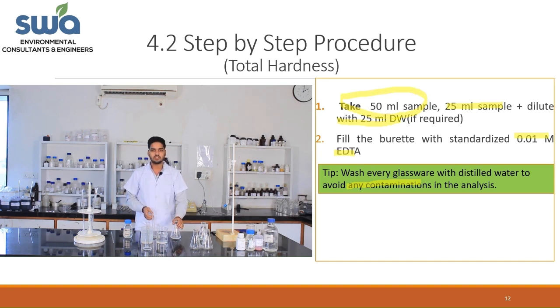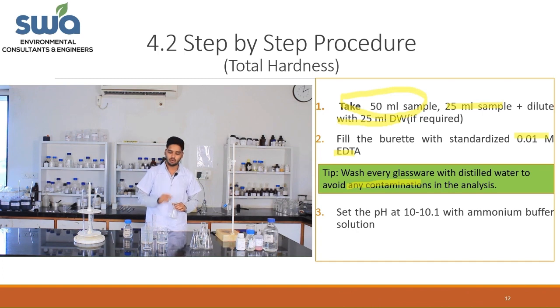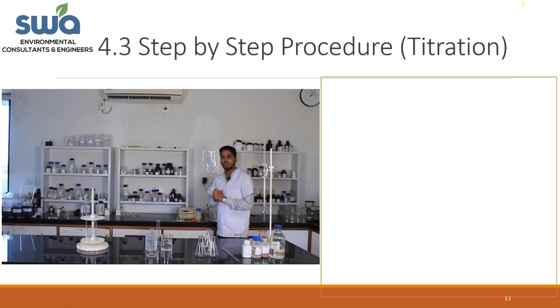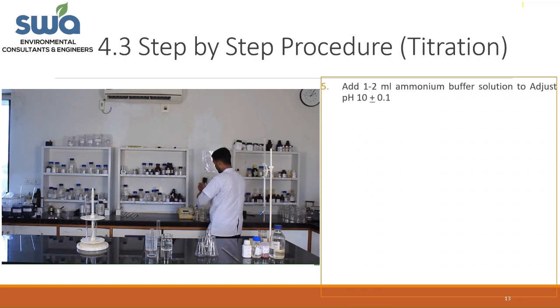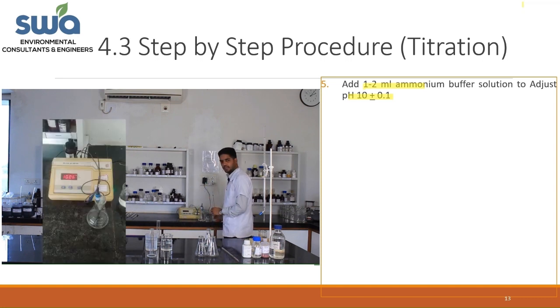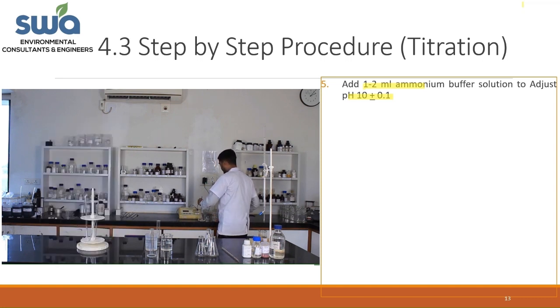Now we will adjust the pH of the sample with the help of ammonium buffer solution. We will add ammonium buffer solution and make the pH 10 plus or minus 0.1. So here we have a calibrated pH meter, and we will wash the electrodes to measure the pH of the sample. Rapidly add ammonium buffer solution. Approximately 1 to 2 ml is enough to make the pH between 10 to 10.1. So as you can see, the pH is 10. So we will now rapidly titrate the sample.